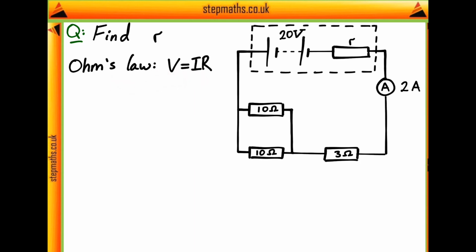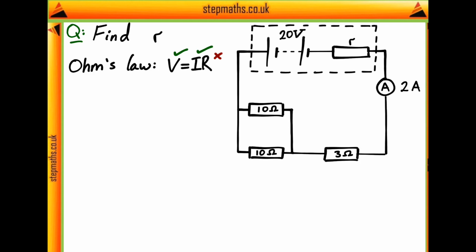So why is this going to be useful? Well, we've got a voltage up here of 20 volts, and we're told the current through the circuit is 2 amps. So we've got these two values already for our whole circuit, but we don't have a value of the total resistance of our circuit. So if we find that, then perhaps this is going to lead us towards our value of r.